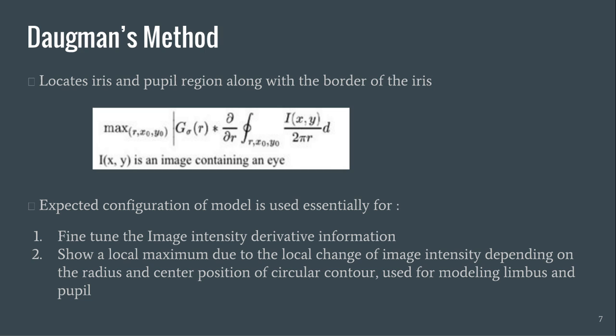It basically shows a local maximum due to the local change of image intensity, which depends on the radius and the center position of the circular contour, which is used for modeling the limbus and pupil.